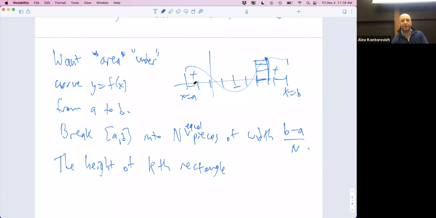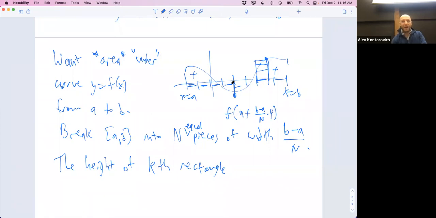So here's the first rectangle, the second rectangle, the third rectangle, the fourth rectangle. Let's work out the height of the fourth rectangle. What is this point? It's f of something. I start at a, and I shift over by a width of (b minus a) over n, but how many times do I do that shift? This is when k is 1, this is when k is 2, this is when k is 3, and this is when k is 4.